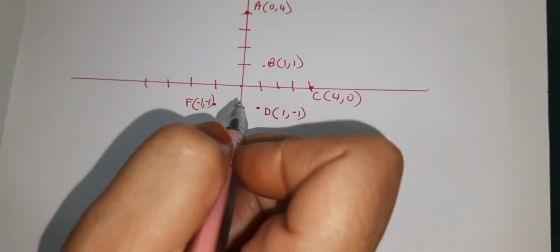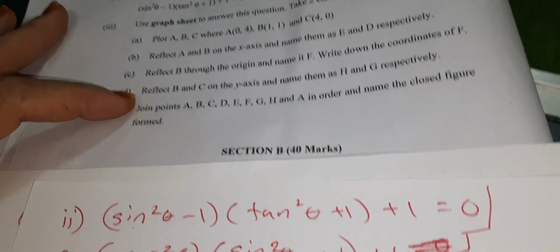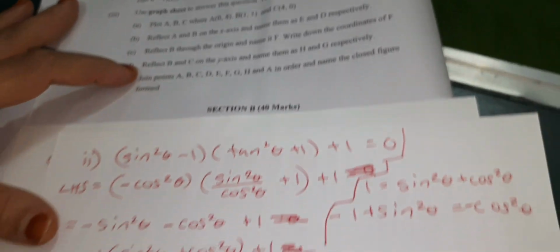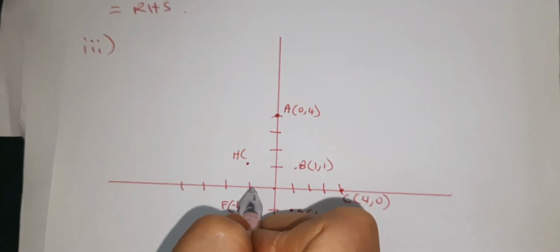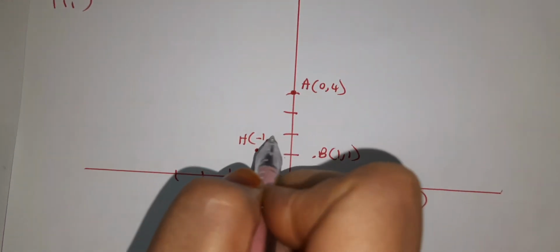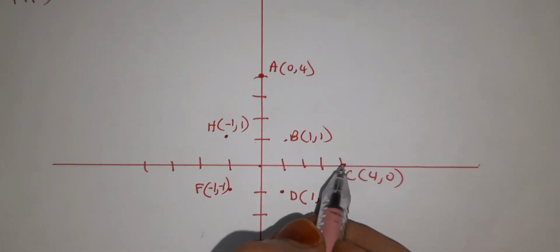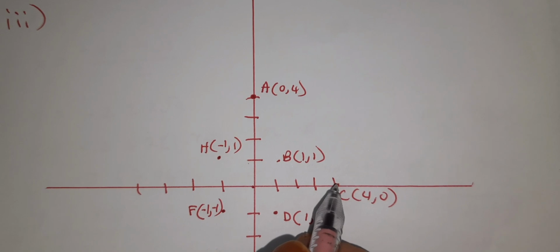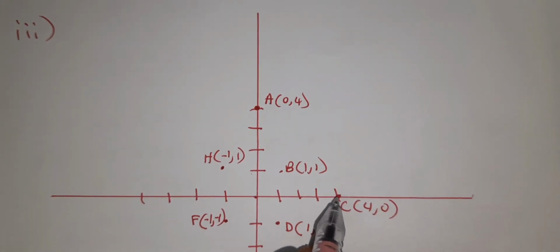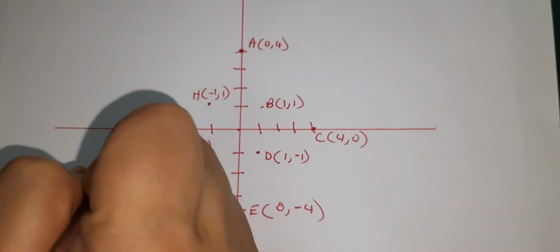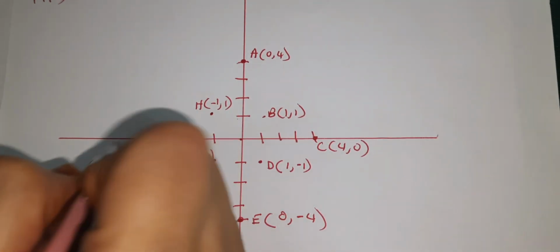And reflect B and C on the y-axis, and call them H and G. So B on the y-axis will be here. And they call this H. So this will be minus 1, 1. And C they want to reflect in the y-axis. That will be G. So this is 4, 0. This will be minus 4, 0. They want us to call this G.